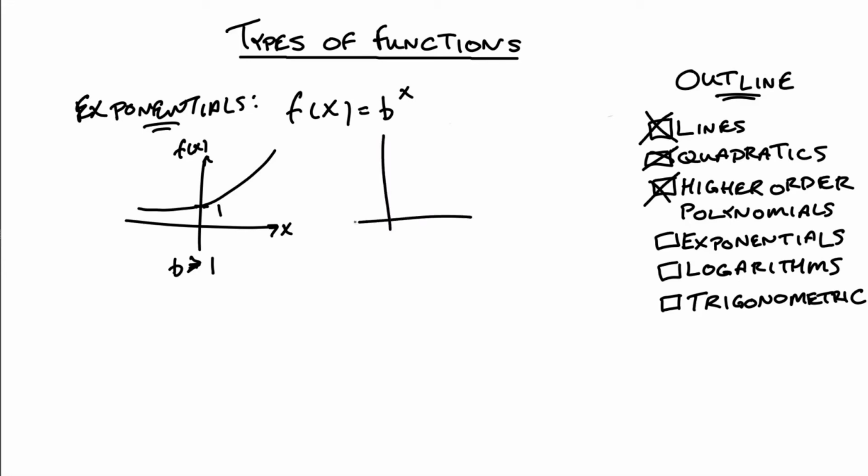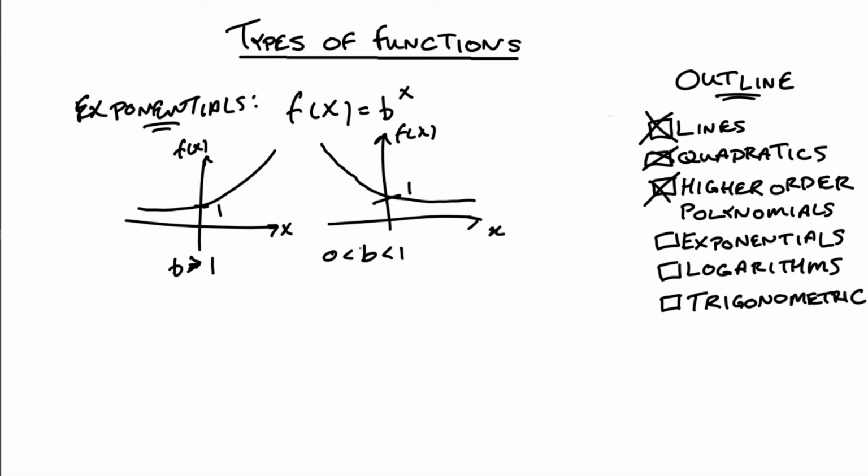Conversely, if b was, say, less than 1, then you wouldn't have this exponential growth. Instead, what you would have is this exponential decay. It similarly crosses at 1. And this is for b greater than 0, but less than 1. And of course, if b is equal to 1, then it would just be a straight horizontal line, because 1 to the power of anything is 1.